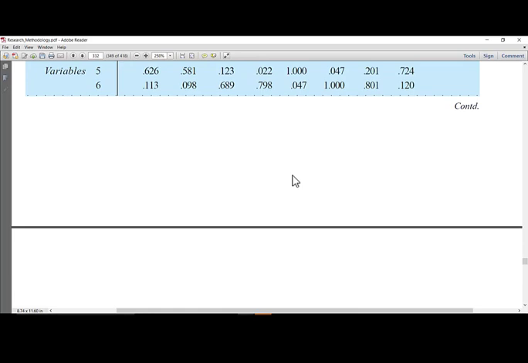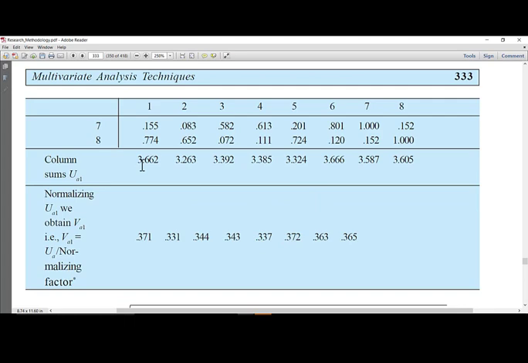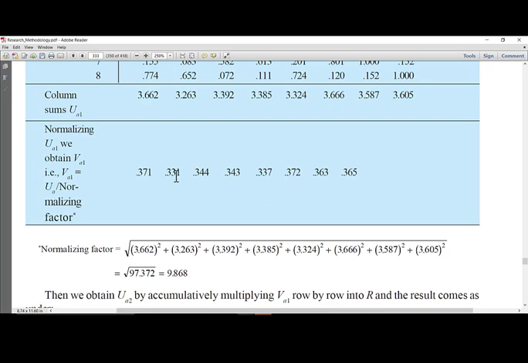This is continued for variables 7 and 8, and the column sums are given here. But in this PC method, the procedural steps are different. What we have done now is calculate a normalizing factor. This normalizing factor corresponds to the summation of the squared values of these column sums: 3.662 squared plus 3.263 squared plus 3.392 squared, etc., plus 3.605 squared, all under a square root.